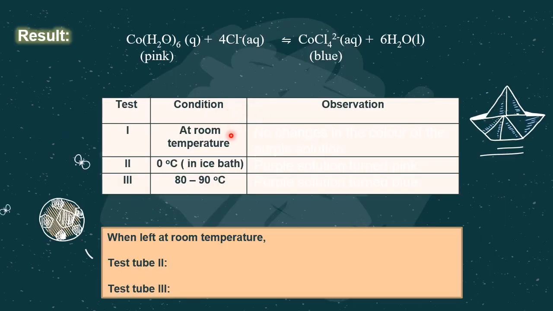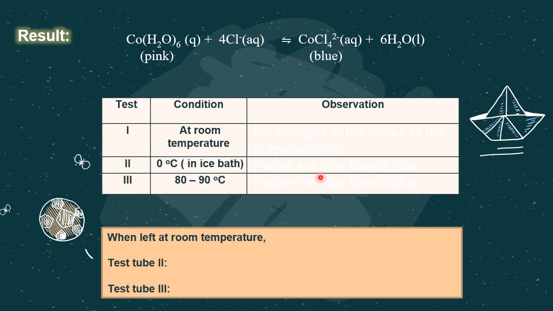At room temperature, the solution is purple in color, and there is no change in the color of the purple solution. What happened when the purple solution was put into an ice bath? And what happened when the test tube solution was put inside the hot water bath? So you have to jot down the result, meaning that the initial color for test tube 2 is purple, changing to what color? Same for test tube 3, purple, changing to what color?